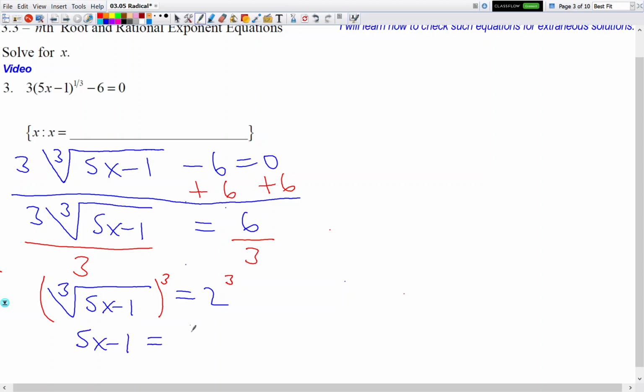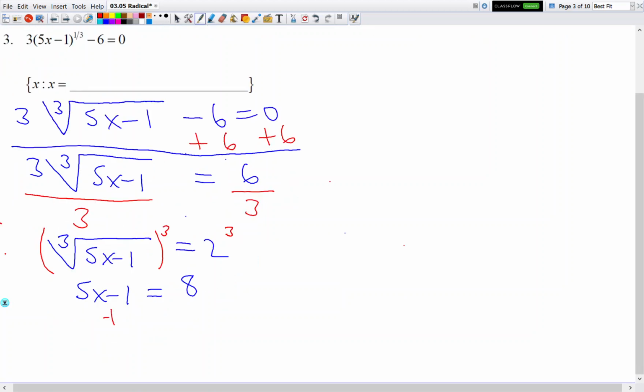Right side becomes 2 times 2 times 2, which is 8. Okay. Then I'm going to continue solving for x. So let me expand. Add 1 to both sides. Then I get 5x equals 9. Then I divide by 5.